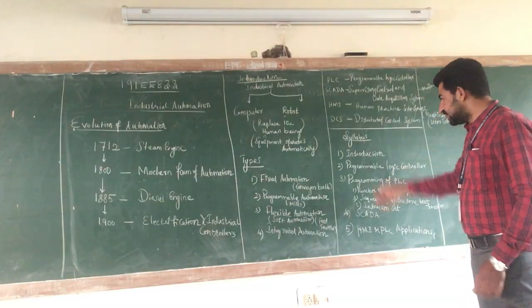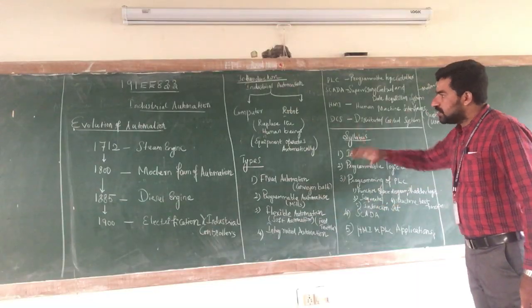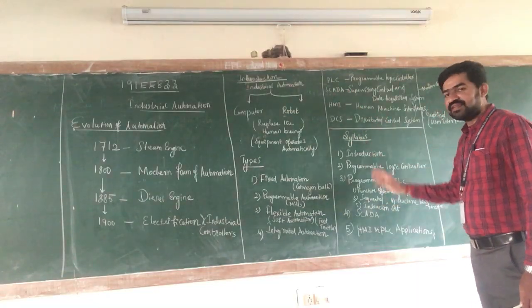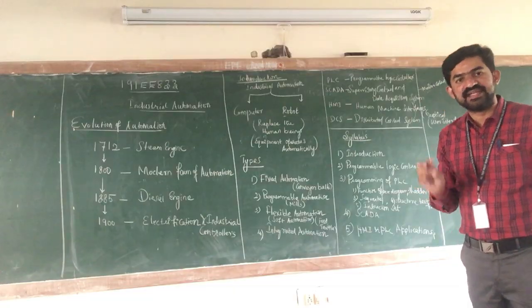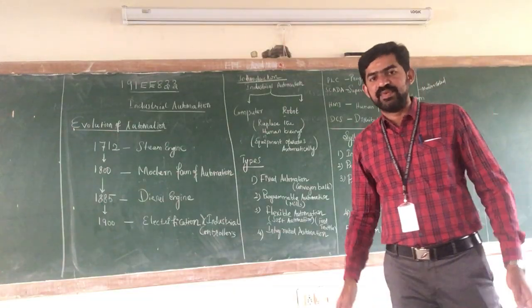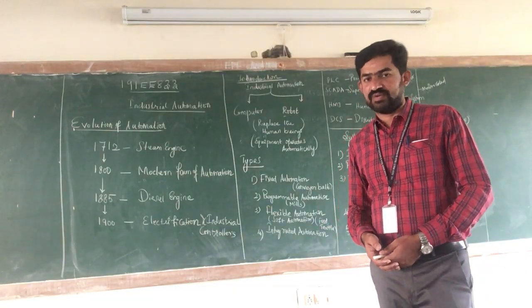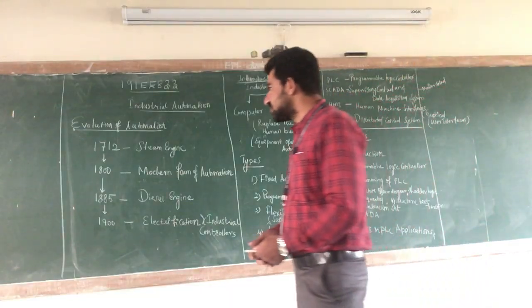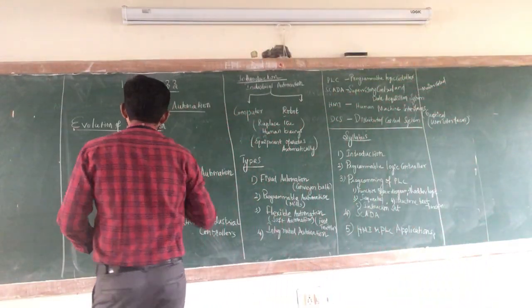These are the basic things. Based on these things, people classify five basic units, which will be discussed in further classes, one by one in the further sessions. Right, so first we are going to take up basic industrial automation.